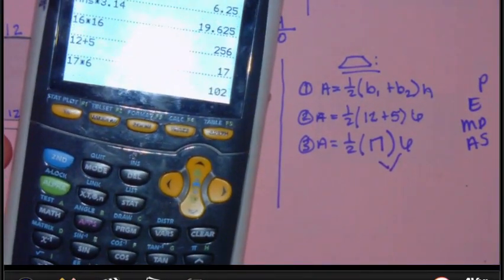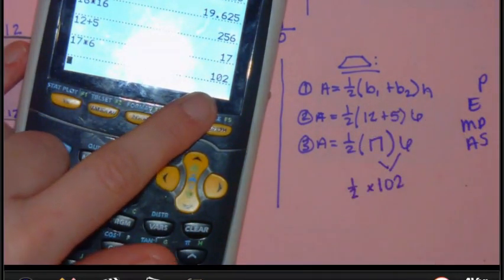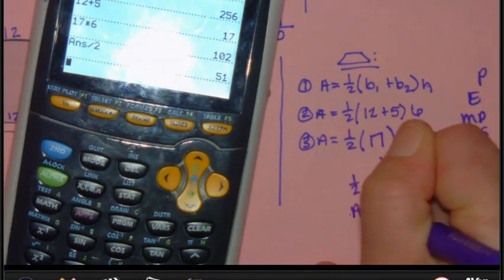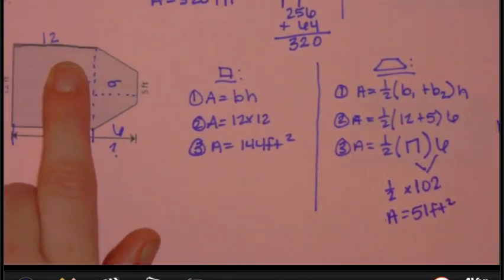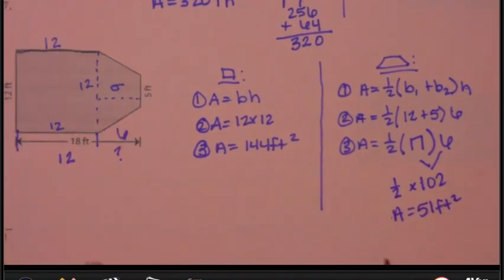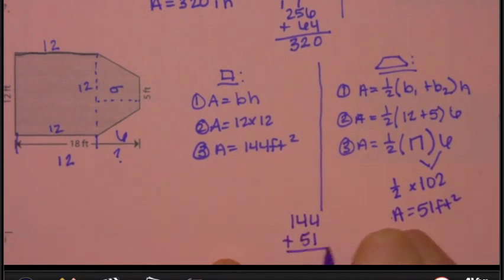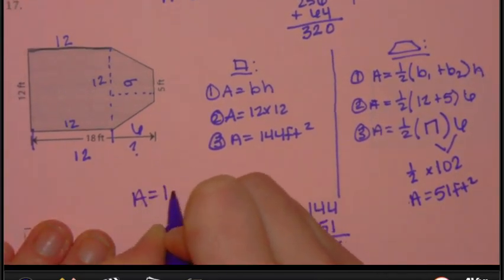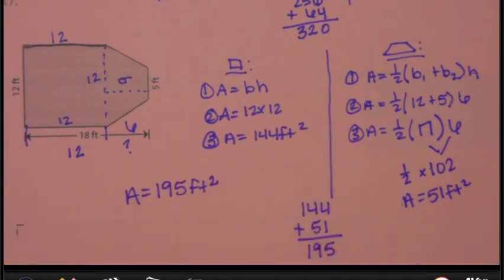So 17 times 6 is 102 times 1/2, or it's really divided by 2, and half of 102 is 51 feet squared. And since this is a combined composite figure, I'm going to add my two areas up together. So 144 plus 51 is 195, to give me a grand total area of 195 feet squared.